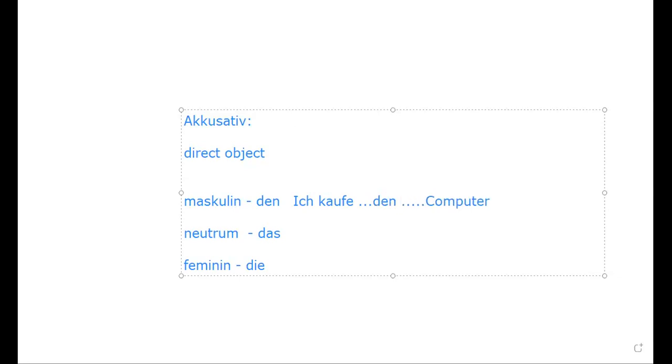Ich kaufe den Computer. For example, with the same sentence, ich kaufe das Auto, I buy the car, das Auto remains the same, so we don't have any change. Ich kaufe das Auto von Audi, I buy the car from Audi. So here das Auto is a direct object, and den Computer is a direct object. One example for feminine is die Tasche. Die Tasche means bag.